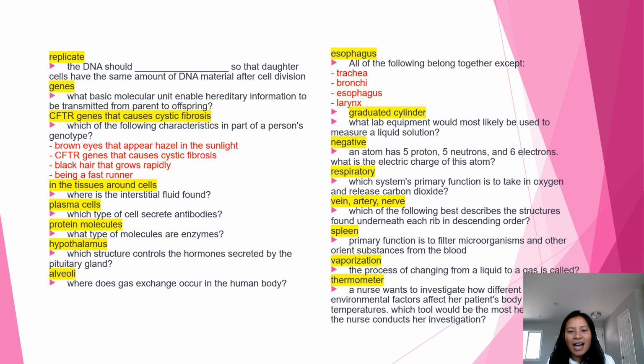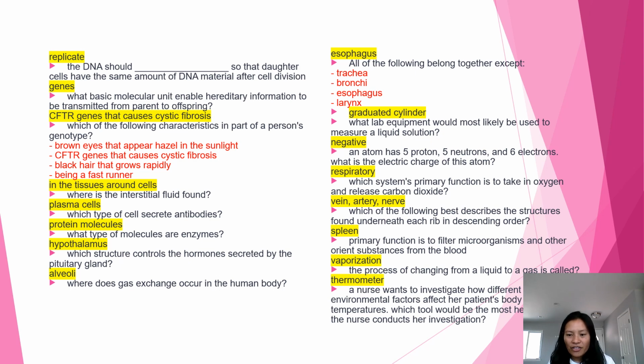Physiology, I mean. All of the following belong together except which of them? Trachea, bronchi, esophagus, larynx. The answer is esophagus. So esophagus does not belong with larynx, bronchi, or trachea because it's in the upper part. Okay, what lab equipment would most likely be used to measure a liquid solution? So when measuring a liquid solution, we use a graduated cylinder.